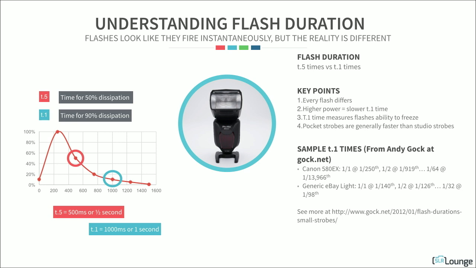Does that make sense? So what this chart showed was, this is 1/1000th of a second drawn out, right? This is at T1 time, when the flash's power is dissipated to that point. That's the measurement that we're looking for.